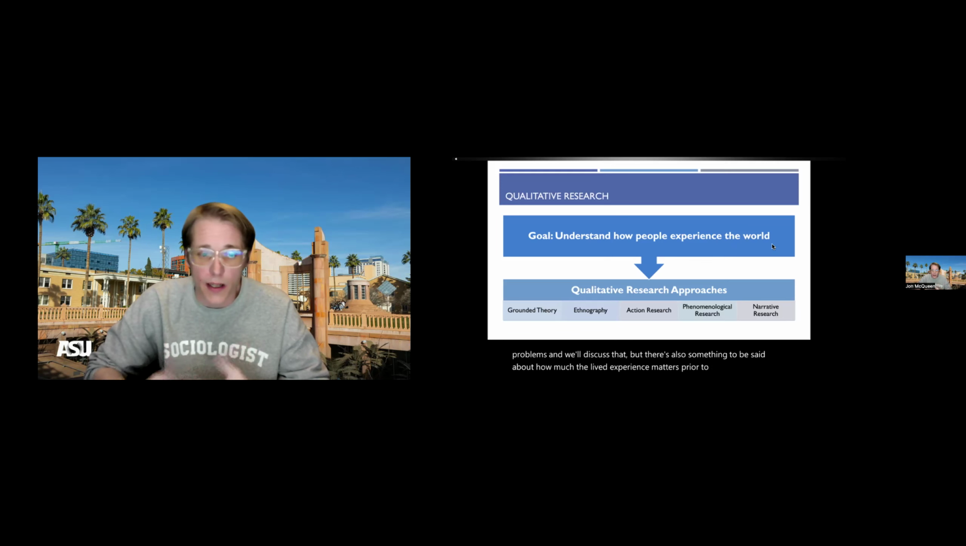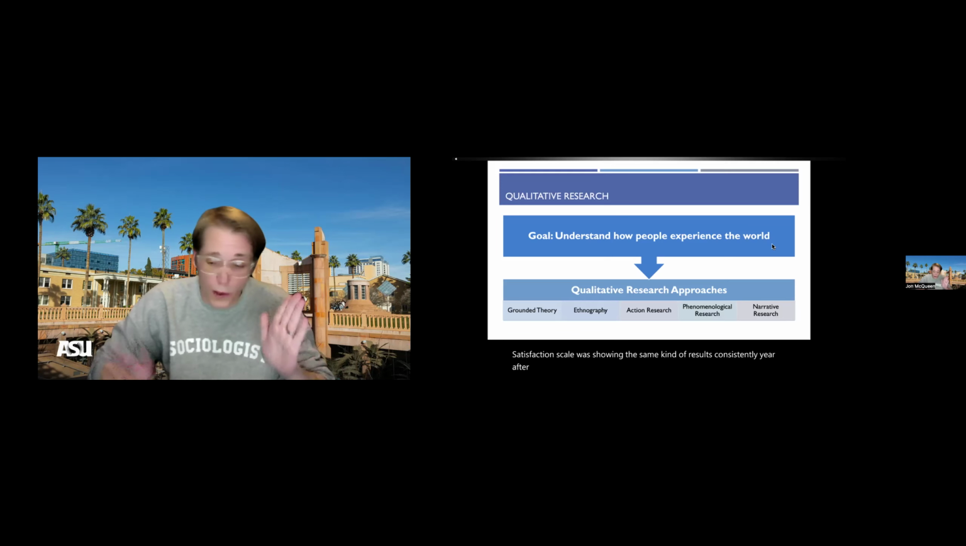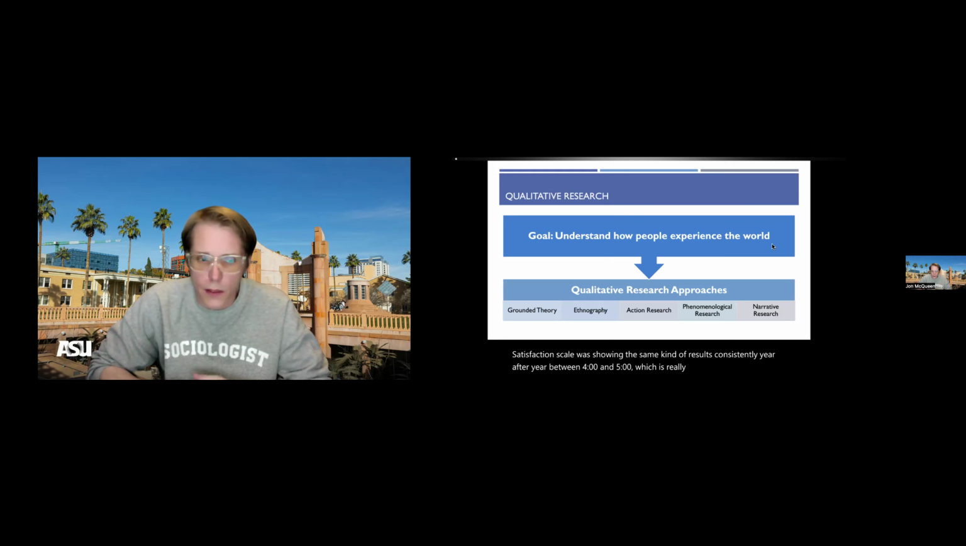Prior to my time here in academia, I was doing research for a large think tank. It was a political think tank, and people are pretty devout on their political ideation and their beliefs, as we've seen in past years. But what was interesting is this think tank was seeing a progressively reduced amount of donations. However, the Likert satisfaction scale was showing the same kind of results consistently year after year, between 4 and 5, which is really ideal, but their donations went down.